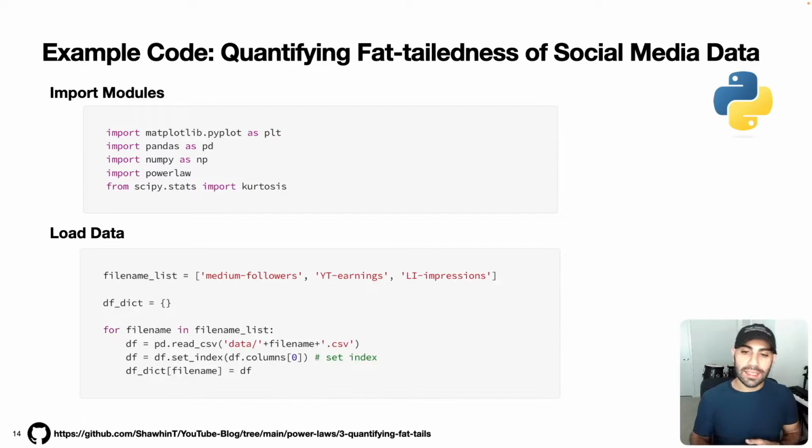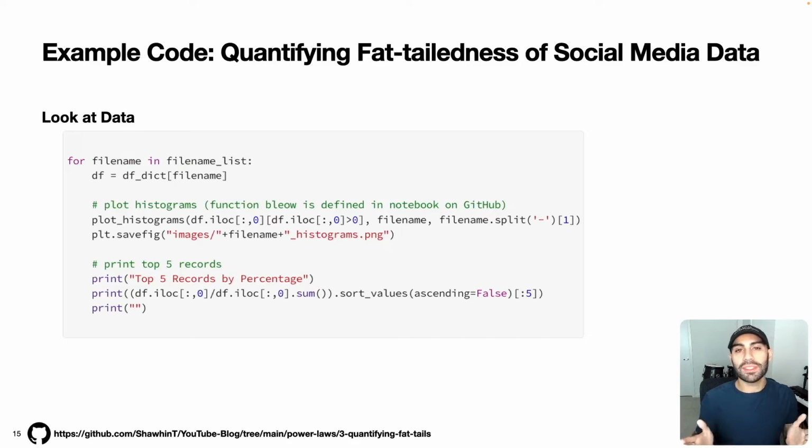Next, we'll load in the data. Again, the data is on the GitHub repo, stored in separate CSV files. What I'm doing here is iteratively reading in each CSV as a pandas data frame, and then I'm storing each data frame into a dictionary. It's always a good idea to look at your data, no matter what data science project you're working on. Here, I'm just looping through each of the different data sets, which are all stored in this dictionary, and then iteratively extracting the data frame and plotting its histogram.